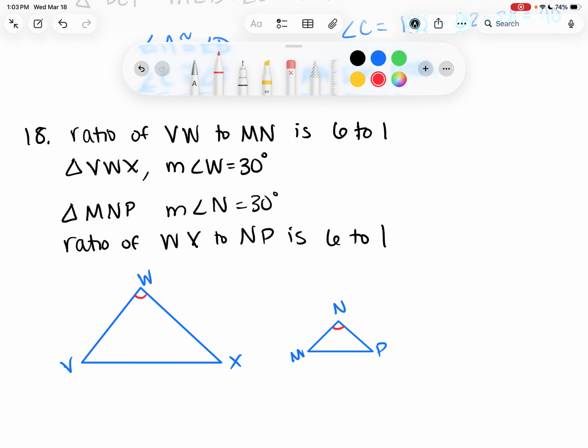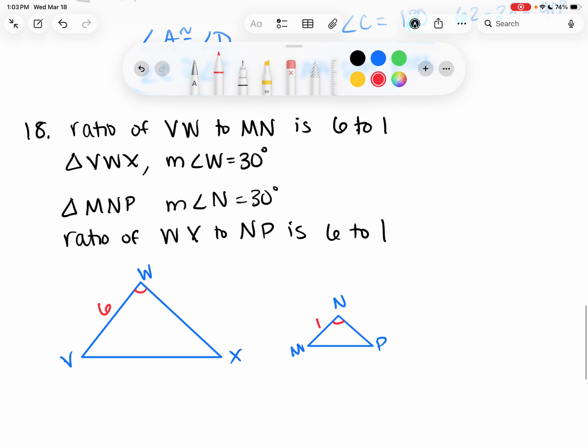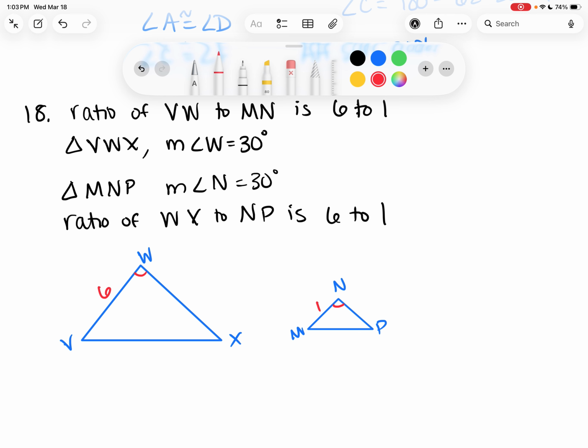So if VW to MN is 6:1, I may not know what the side lengths are, but I know that when they reduce, it's 6:1. So that means that this is 6 and this is 1. And then WX to NP is also 6:1. So that means that, again, same thing. I may not actually know what they are, but that is 6:1. So now that I can visually see that, can I tell if they're similar or not? Yes. Okay, what do I use to tell that they're similar? Side, angle, side. Side angle side similarity theorem.